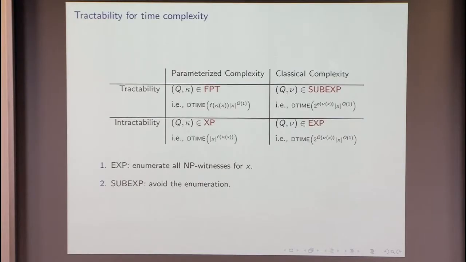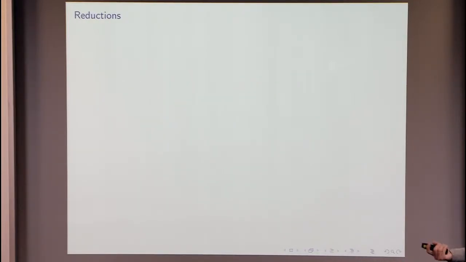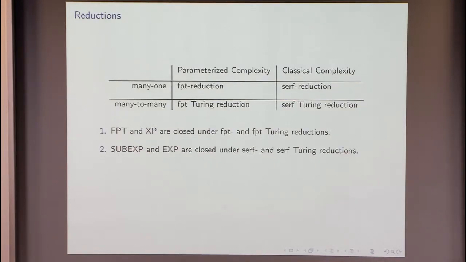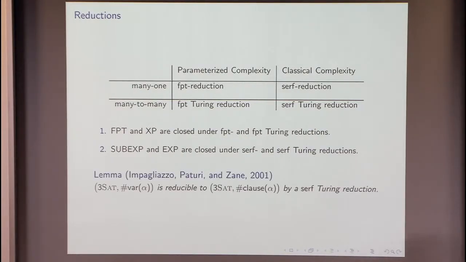We want sub-exponential algorithms. As we are looking at complexity theory, we also need a kind of reduction. I won't be giving you the definitions of the reductions, but just put the names on the slide. In parameterized complexity, we have FPT reduction and FPT Turing reduction. In classic exponential complexity, we have the so-called self-reduction, sub-exponential reduction family, or self-Turing reduction. What is important for us is that FPT and XP are closed under FPT Turing reductions, and sub-EXP and EXP are closed under self-reductions. The well-known sparsification lemma, in fact, is a self-reduction from 3-SAT with size measure the number of variables, to 3-SAT, the same problem with size measure the number of clauses. So this is the sparsification lemma stated as a self-reduction.